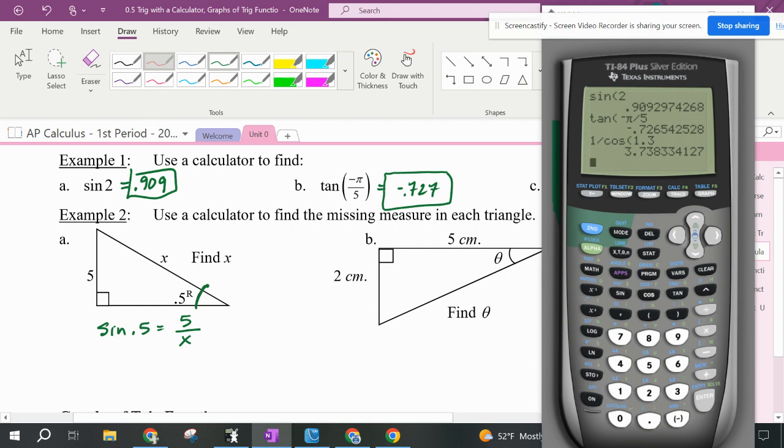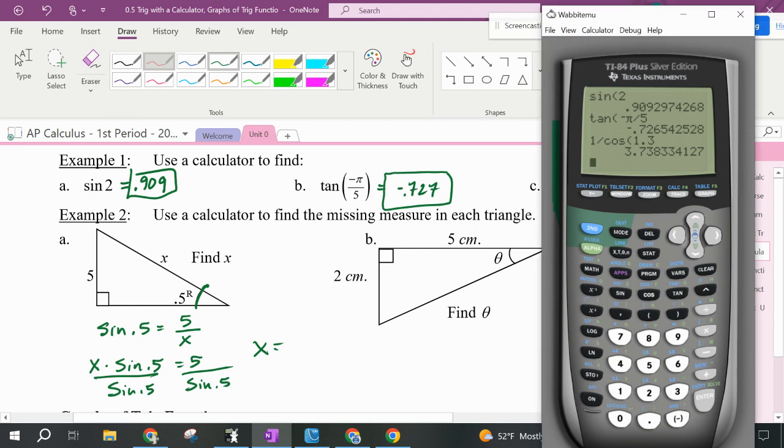When my x is in the bottom, what do I have to do? Good, so multiply it out. Then we're going to divide by the sine of 0.5. So x is equal to 5 divided by the sine of 0.5. Did anybody else get 10.429? Yep.